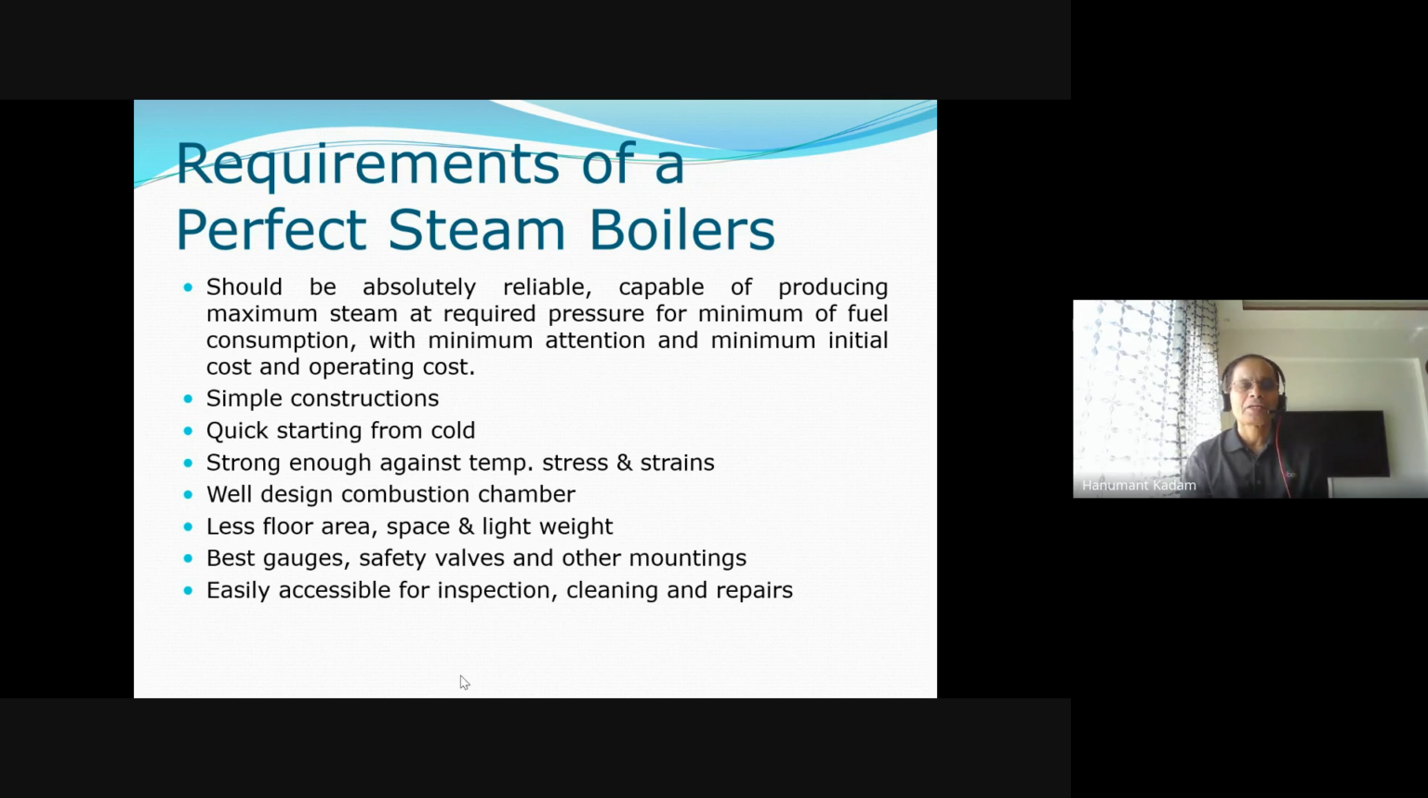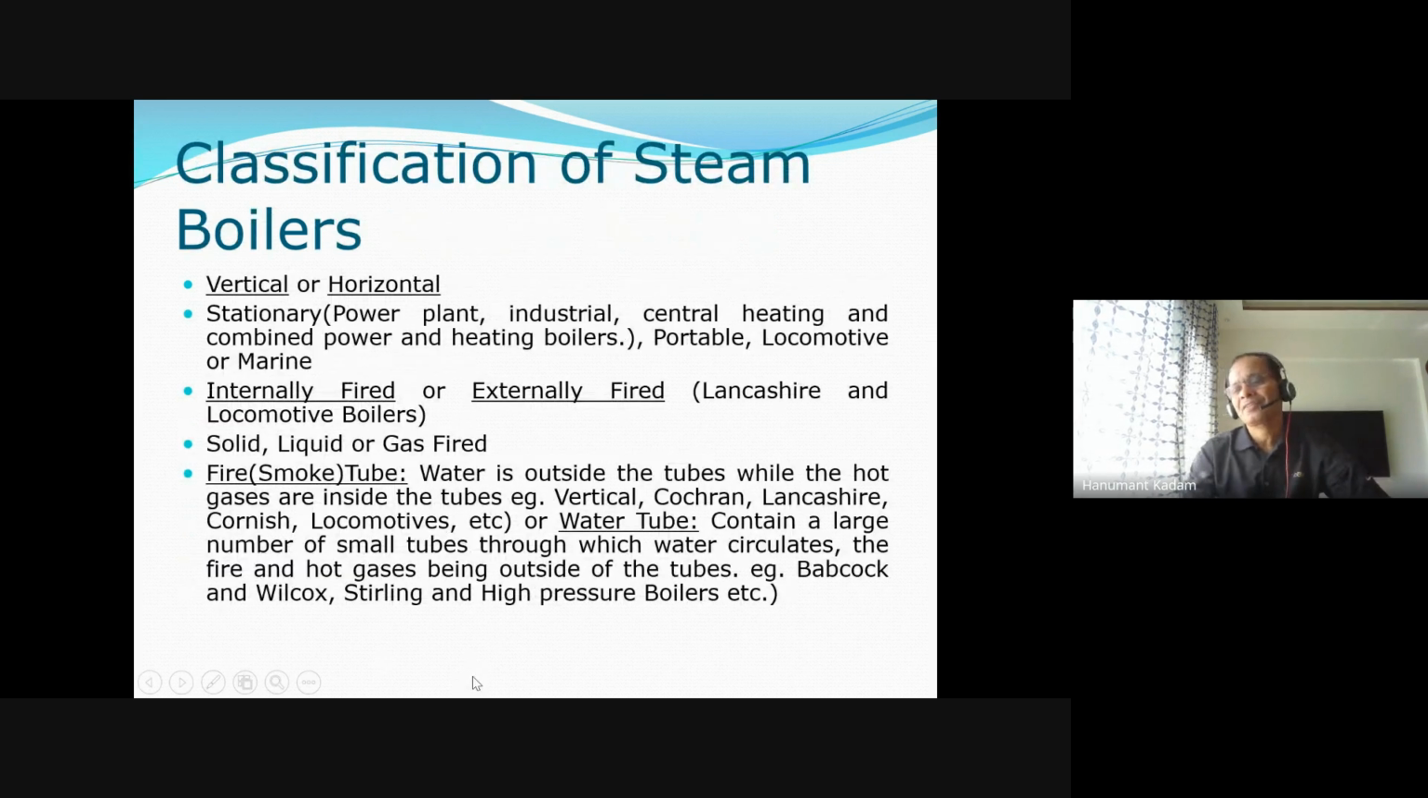It has to be simple in construction, quick starting from cold, meaning startup has to be simple, strong enough against temperature stress and strains, meaning your construction has to be very rugged, with well designed combustion chambers, less floor area and space, and lightweight. So these are some requirements, we can say, for manufacturing of steam.